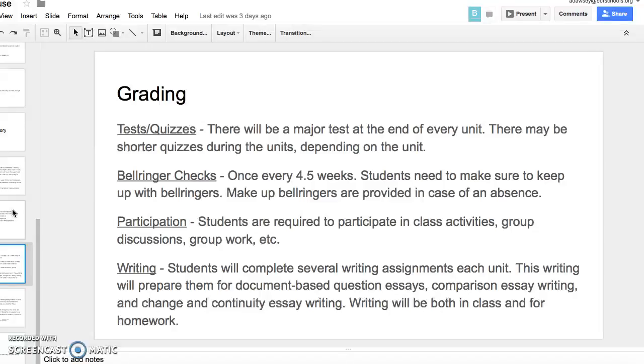Right now, we're just focusing on document-based question essays, trying to get them fully prepared for that. We'll probably work on comparison and change in continuity next semester. And that'll be more prep for the AP exam than it would be for just the class in general, because those two essays are mainly focused on the AP exam. But like I said, your child does not have to take the AP exam.